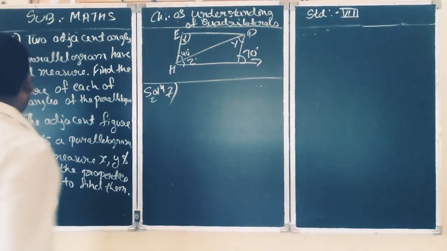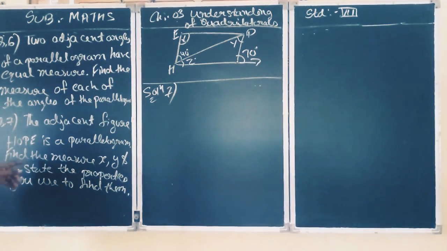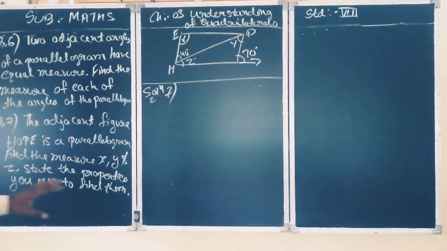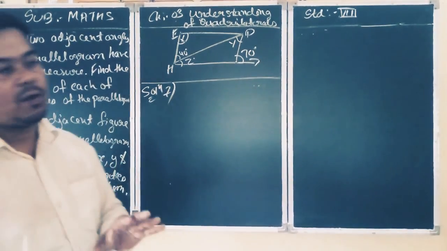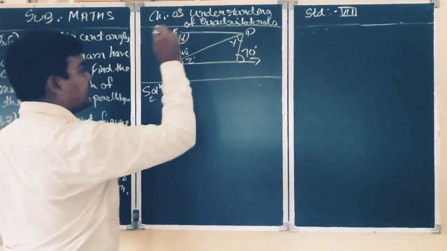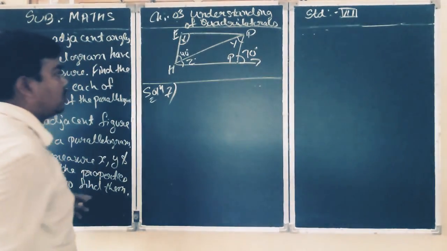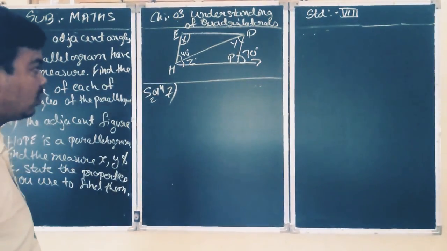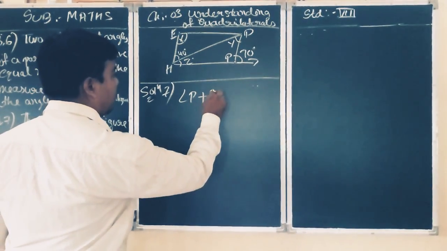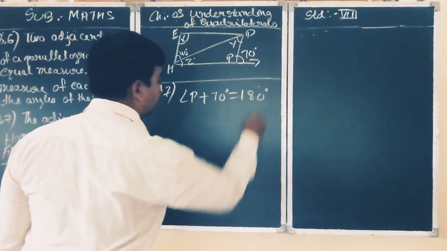Question number 7. The adjacent figure is a parallelogram. Find the measures x, y, and z. State the properties you use to find them. We use the properties of a parallelogram to find x, y, z. First of all, call this angle P and find its value. Angle P plus 70 degrees is equal to 180 degrees.